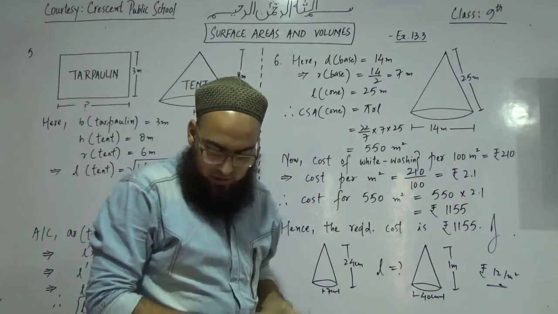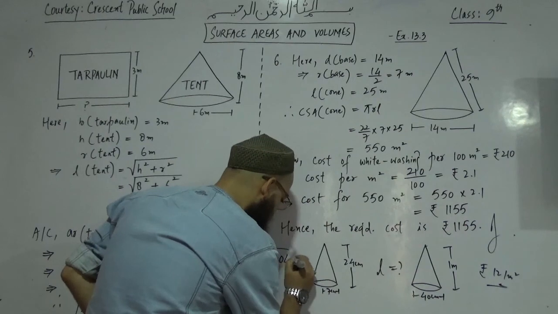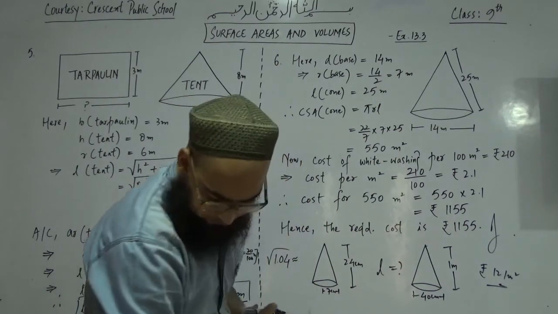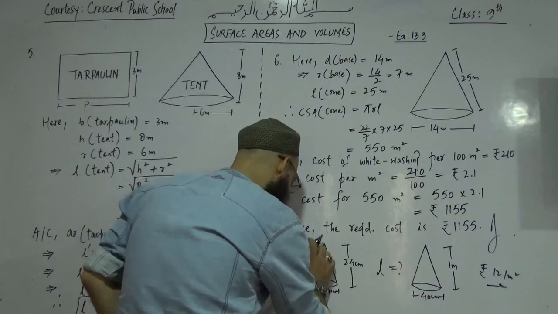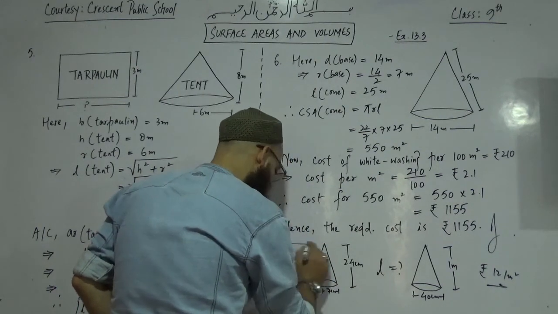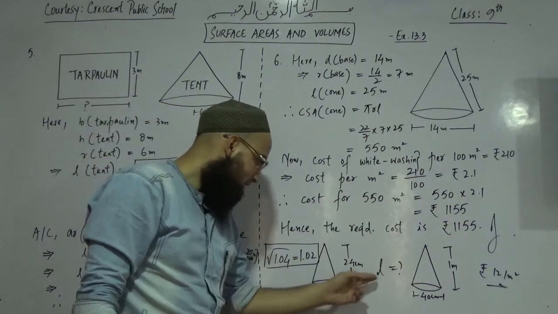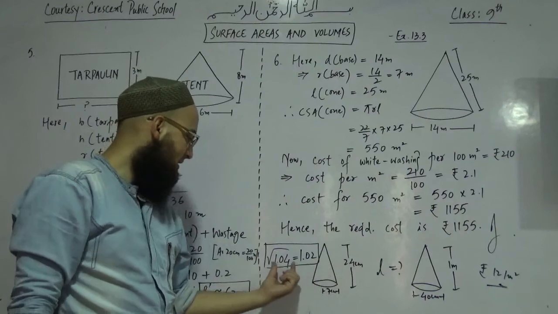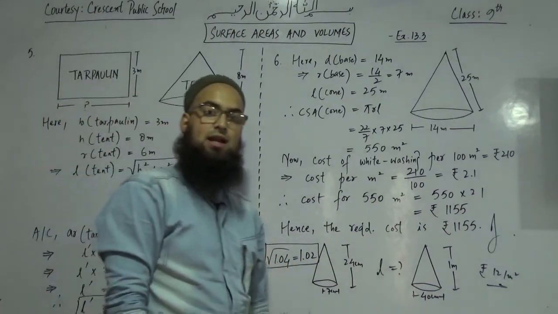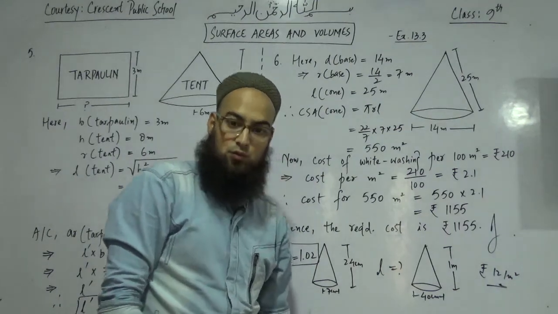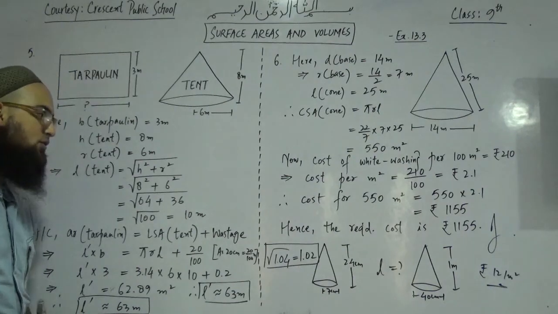And in case you get square root 1.04 somewhere, you treat it as 1.02. You'll get this expression when you solve for the slant height. Take this as 1.02 and take pi as 3.14. You got it? Make a note.